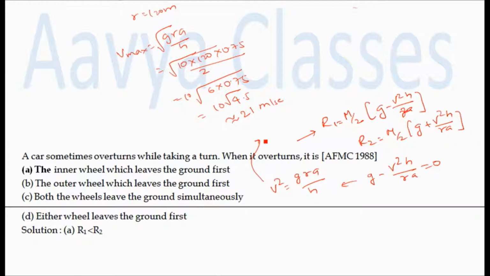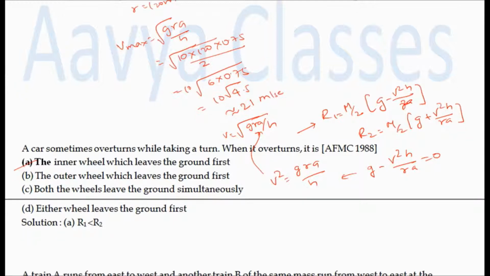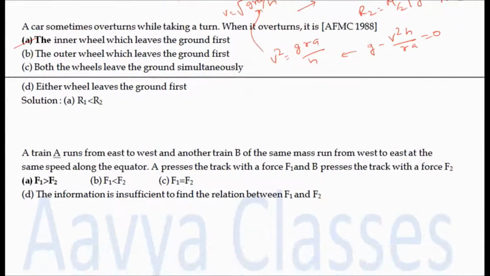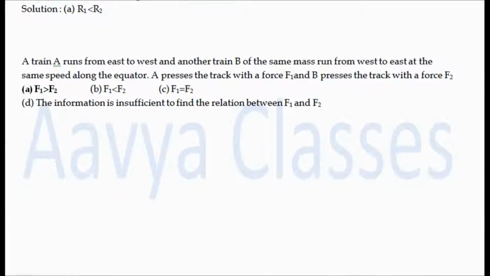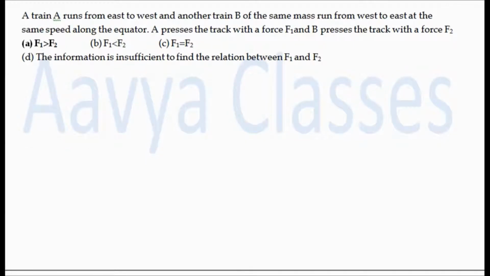This is the formula with which we just solved our previous problem, that is, when v is equal to square root of g ra divided by h, then the inner wheel leaves the ground. So basically the inner wheel leaves the ground first when the car overturns while taking a turn on a circular path. Afterwards we will move to our next problem, and this is in fact a very good problem.